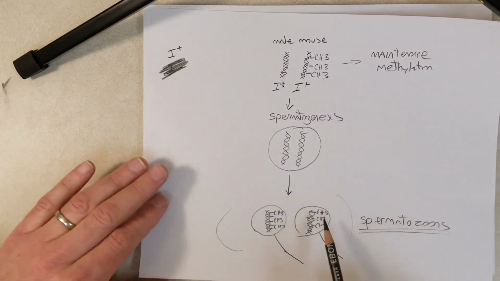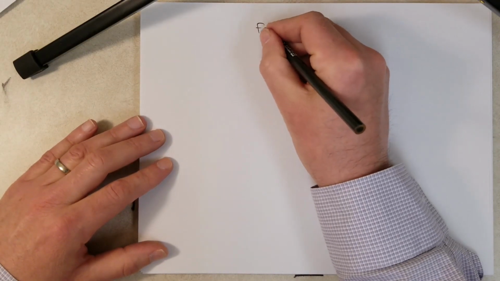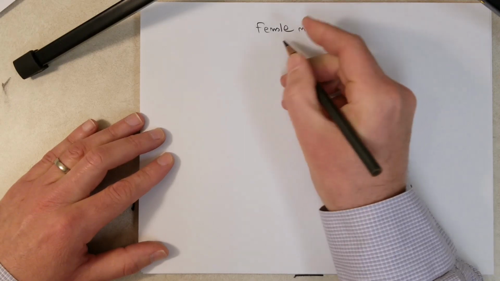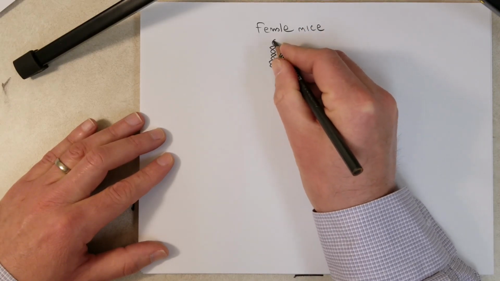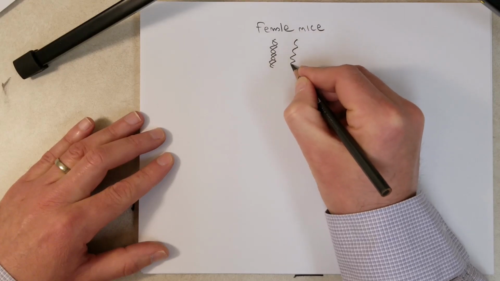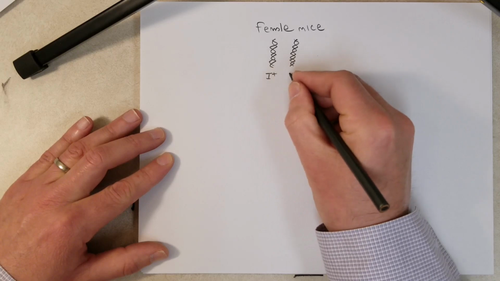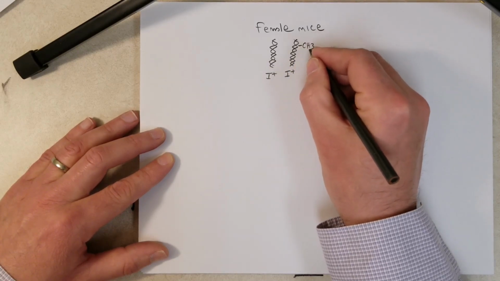Okay, so that's how the paternal allele becomes methylated during spermatogenesis. Now, we should also take a look at what's going on in those female mice. Same thing, they got two I+ alleles. One from mom, one from dad. And so the one from dad is methylated.